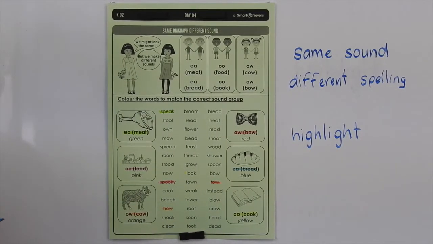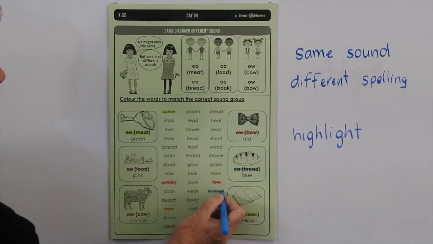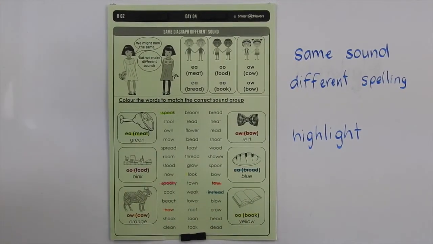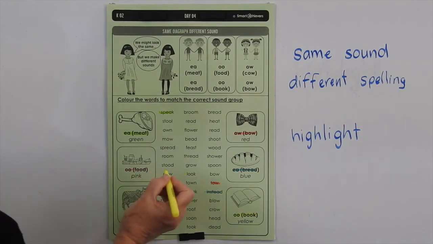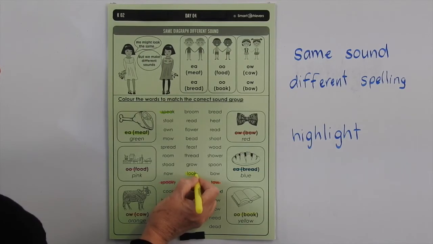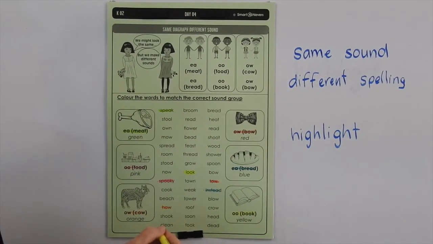Blue is the short e sound as in bread and instead. And the last one is the ook sound as in book. And you've also got look right in the middle there, and there's lots of others as well. You can go through and highlight all of those words.